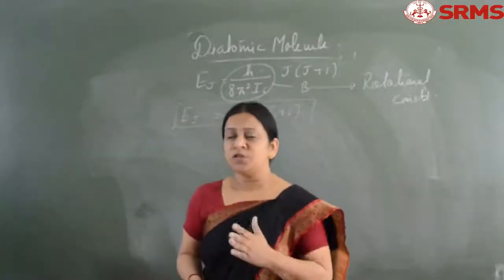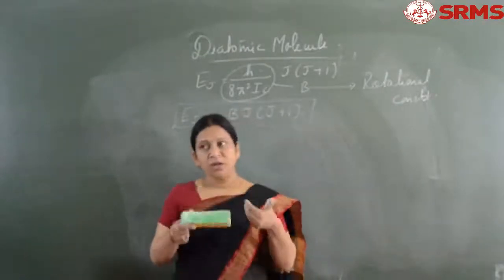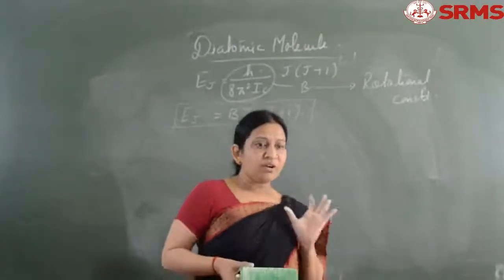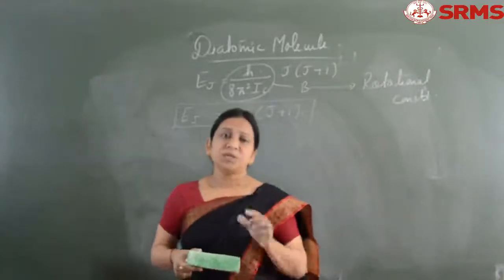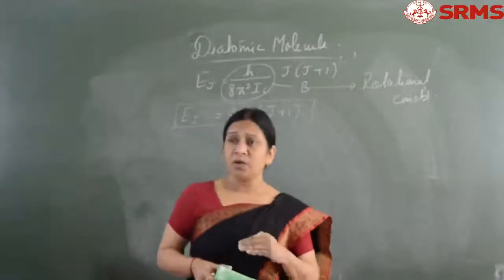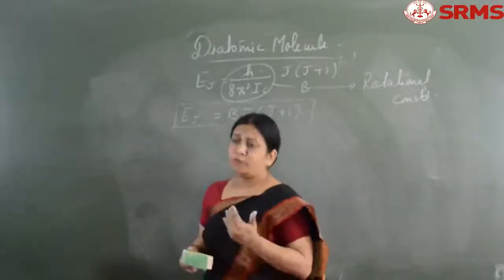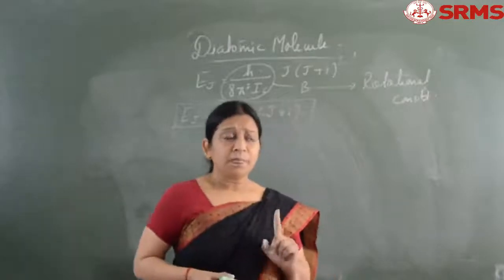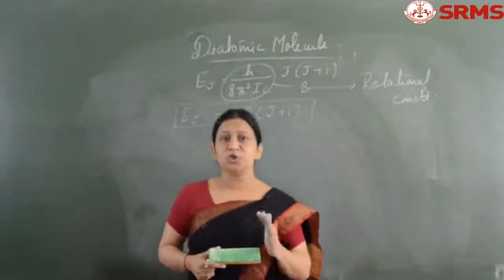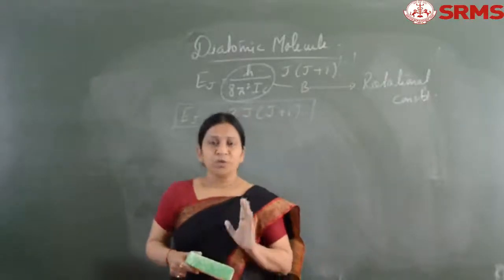Then the moment of inertia is given by M1 r1 square plus M2 r2 square. Then we substituted the values of r1 and r2 in the equation of moment of inertia, and we derived another term, which is moment of inertia is equal to M1 M2 divided by M1 plus M2 into r square. r is the bond length. Then we took angular momentum as I omega, angular momentum in terms of J, which is the representation of rotational energy levels, that was given by under root J(J plus 1) h over 2 pi.